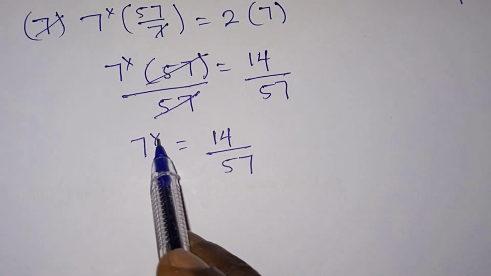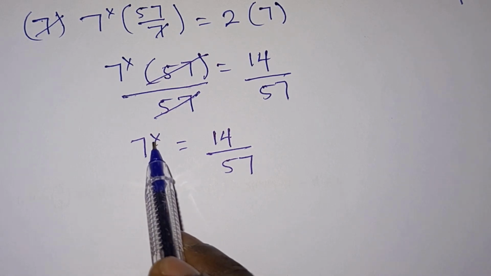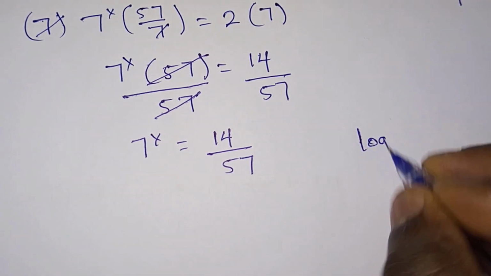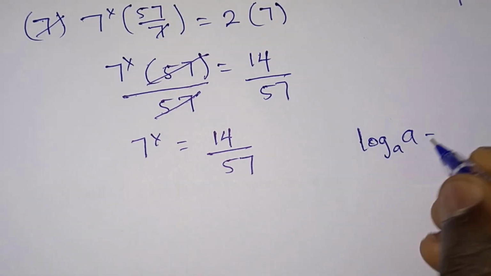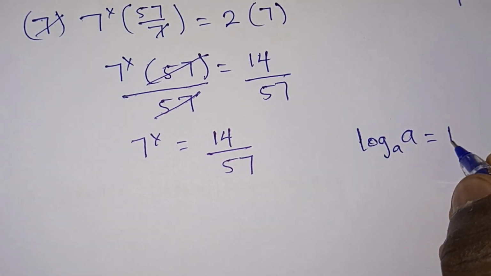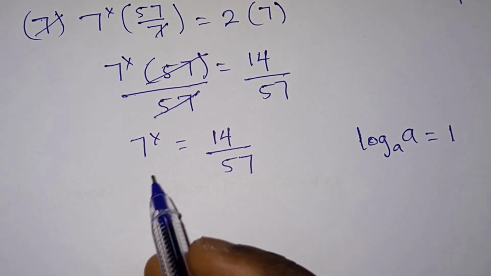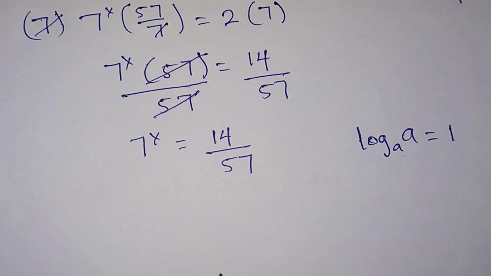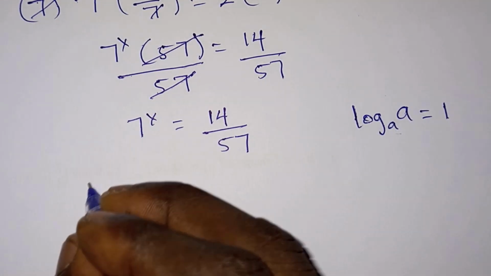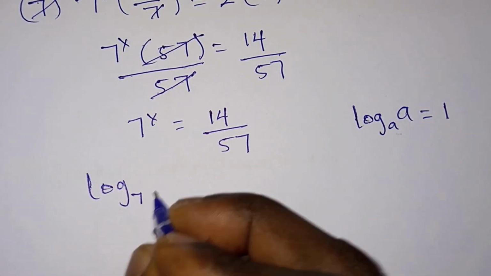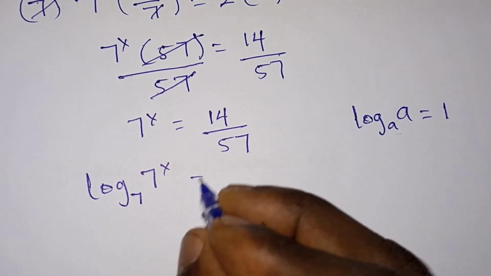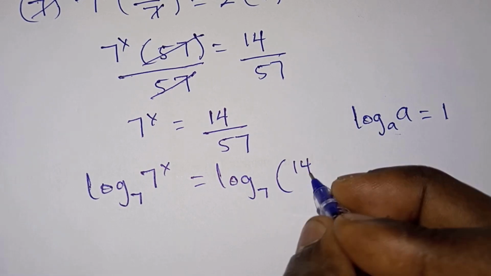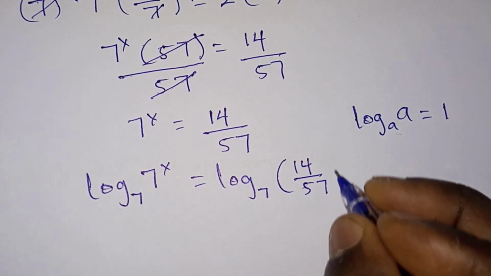Since x is an exponent here, we will introduce log on both sides of the equation. But note that log in base a of a is equal to 1. So if we take log in base 7 on both sides of the equation, we will get something like this, and it will be easier for us, right? So we will have log in base 7 of 7 to the power x is equal to log in base 7 of 14 over 57.